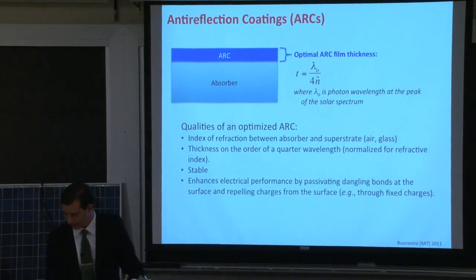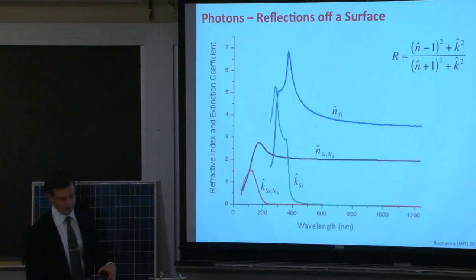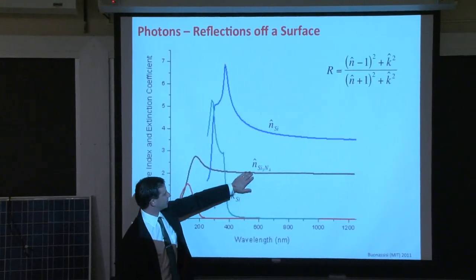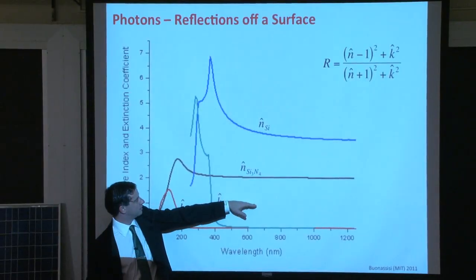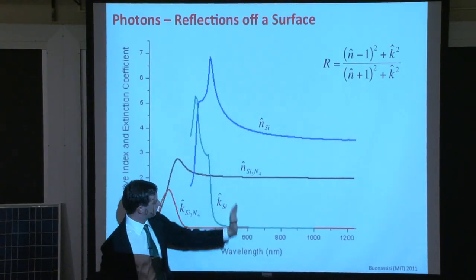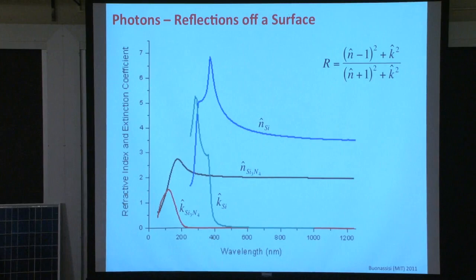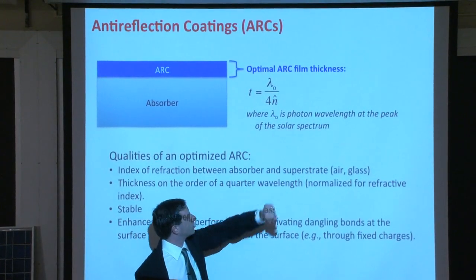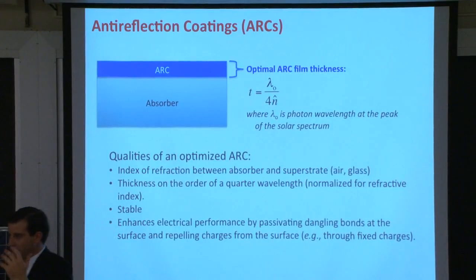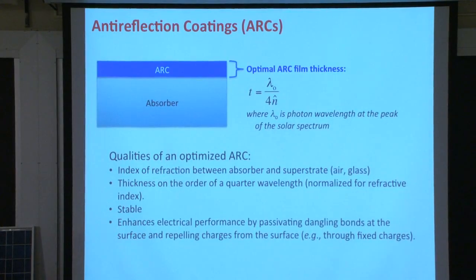Sure. So the N, the refractive index, is going to be around 2 for silicon nitride. So we're going from air, which is around refractive index 1, to silicon nitride to silicon. And the peak of the solar spectrum, our lambda naught, which is the photon wavelength at the peak of the solar spectrum in vacuum or in air, is 550 nanometers.